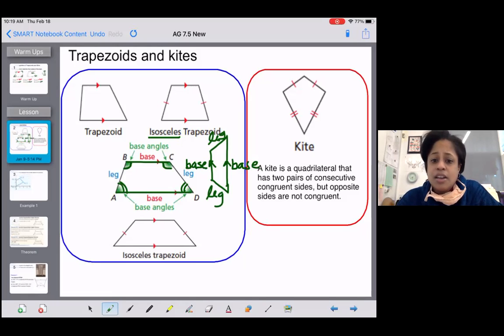All right, so then there are kites. Officially, the definition of a kite is a quadrilateral that has two pairs of consecutive congruent sides, but opposite sides are not congruent. Opposite sides can't be congruent because then it would be a parallelogram, right? So you've got two pairs of consecutive congruent sides.